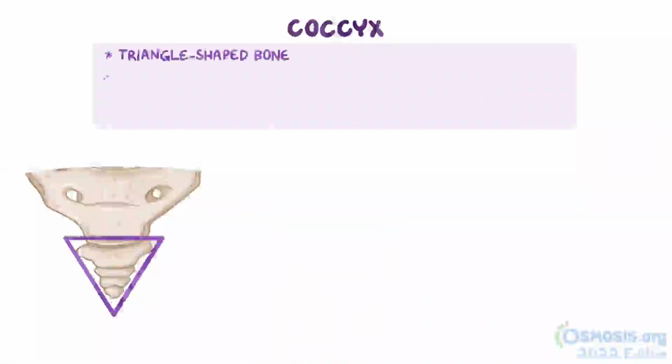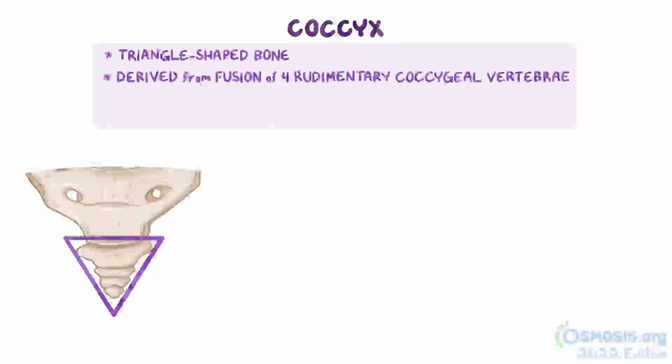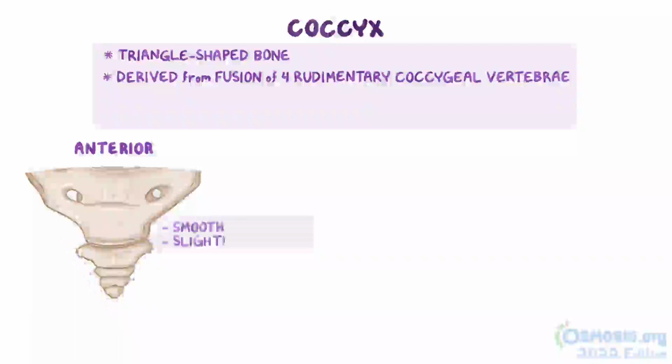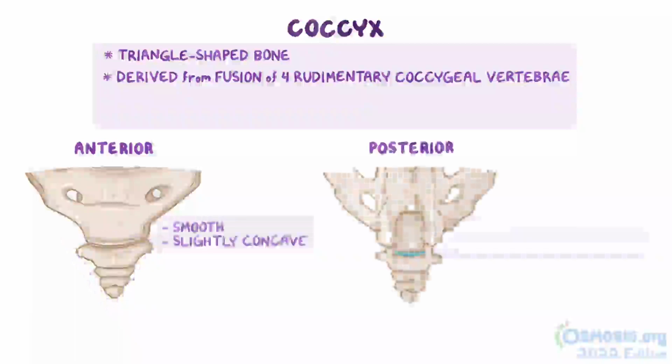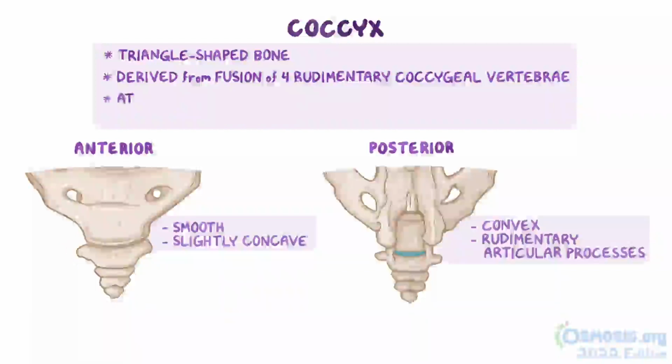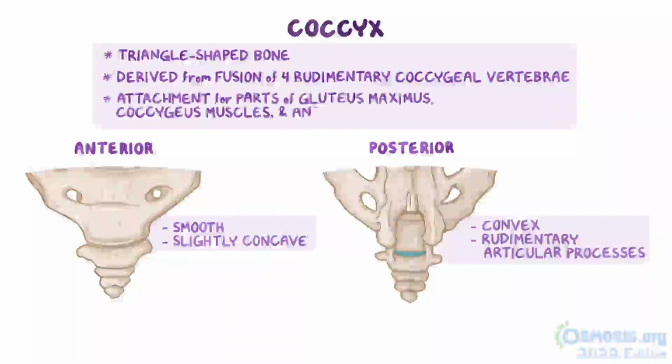And finally, there's the coccyx, or tailbone, which is a small, triangle-shaped bone derived from the fusion of the 4 rudimentary coccygeal vertebrae at the very bottom of the vertebral column. The anterior surface of the coccyx is smooth and slightly concave. The posterior surface is convex and has rudimentary articular processes. The coccyx serves as a site for attachment for parts of the gluteus maximus, coccygeus muscles, and the anal-coccygeal ligament.